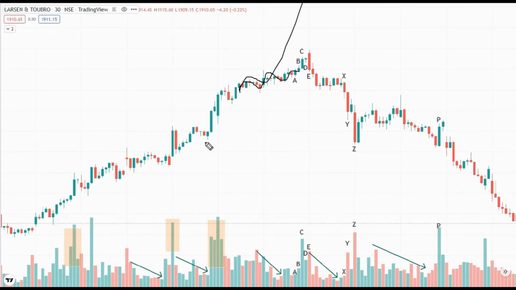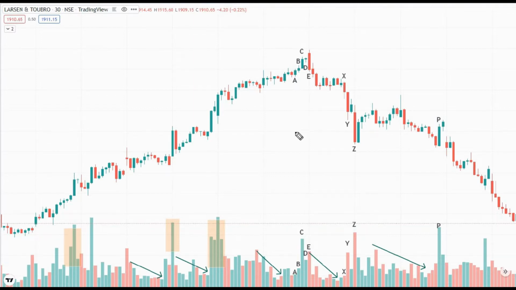So this is indicating that the buying pressure from here has weakened a little bit. The buying pressure got a little bit weak here. See the volume and see the buying pressure. The buyers are not that interested to buy at these price areas. Now see this volume.